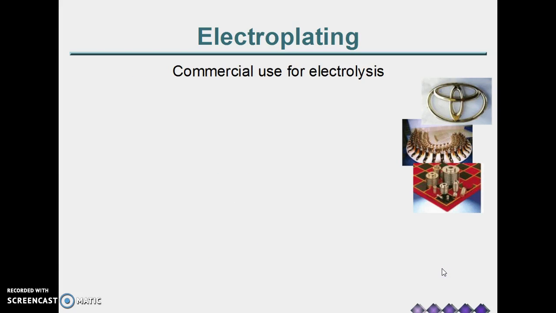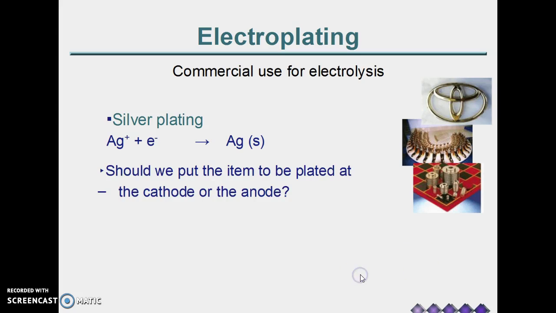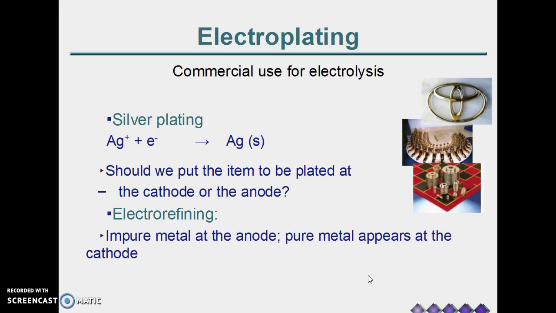Electroplating is another commercial use for electrolysis. If we apply a voltage to silver ions, we can plate out silver. Should we put the item to be plated at the cathode or the anode? Think about that. In any kind of electrorefining like this, if we have an impure metal, we're going to put it at the anode because that's going to lose atoms, and the pure metal will appear at the cathode where reduction is occurring.